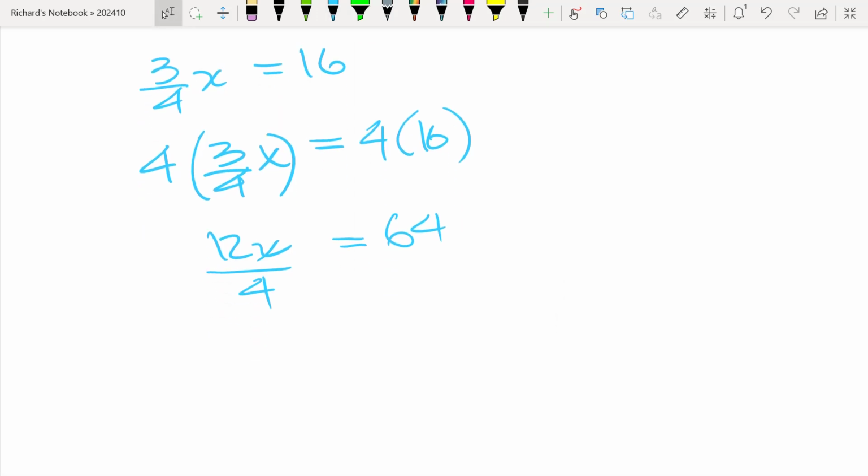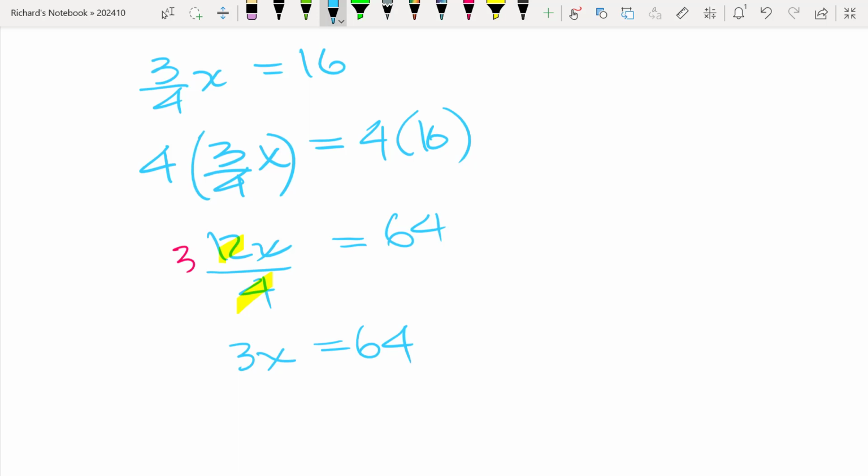Well, notice that I have a fraction that I can simplify. 12 divided by 4 is 3. So I'm going to go ahead and do that. 12 divided by 4 is 3. So the expression simplifies to this. I have 3x equals 64.